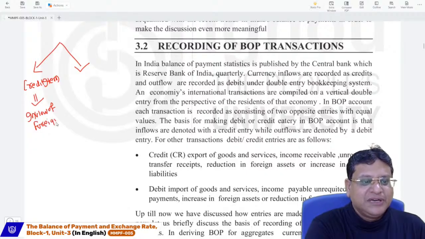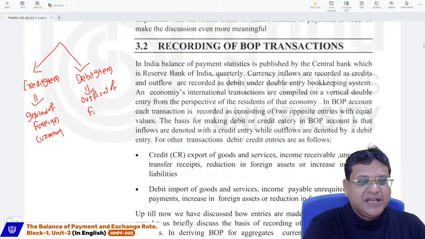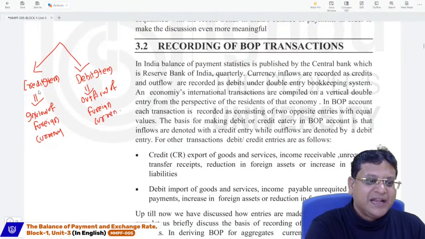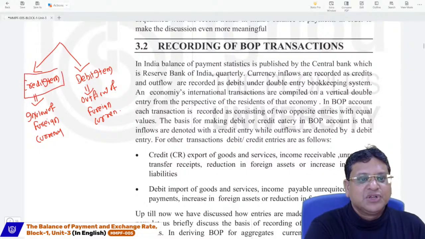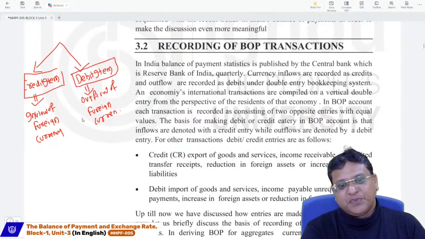And there are certain debit items. What are debit items? In case of BOP statement, debit items are those items which result in outflow of foreign currency. So there is inflow of foreign currency, and there is outflow of foreign currency. Inflow of foreign currency are credit items and outflow of foreign currency are debit items. So there will be two types of items: credit items and debit items.